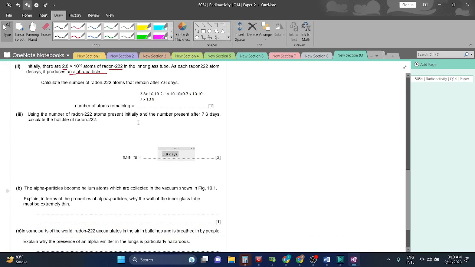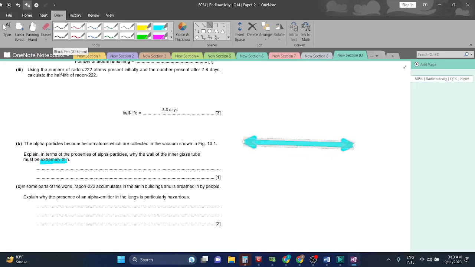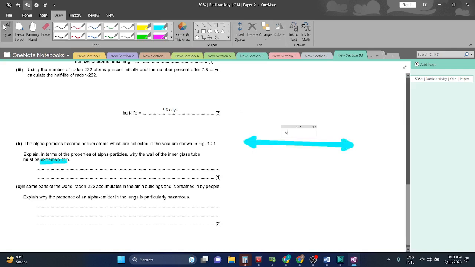आगे देख लेते हैं. अच्छा ये तो हमने कर लिया. The alpha particles become helium atoms which are collected in vacuum, shown in figure 10.1. Explain in terms of properties of alpha particles why the walls of the inner glass tube must be extremely thin. Because, as we know, alpha particles जो होते हैं वो सिर्फ 5 to 6 सेंटीमीटर ट्रैवल कर सकते हैं इन एयर.